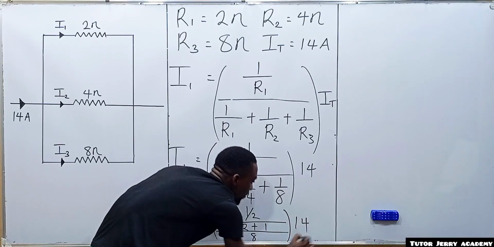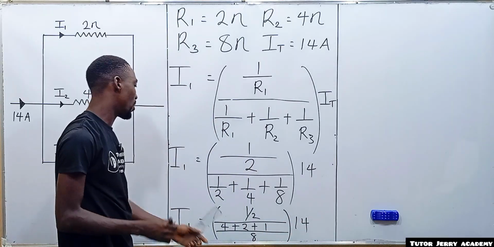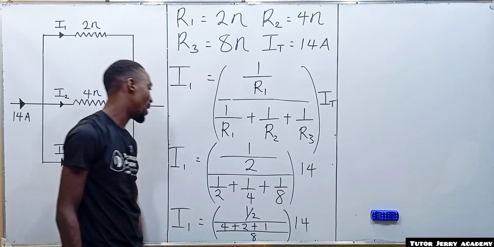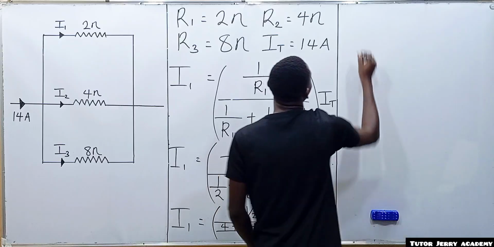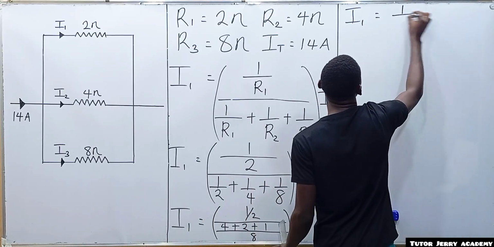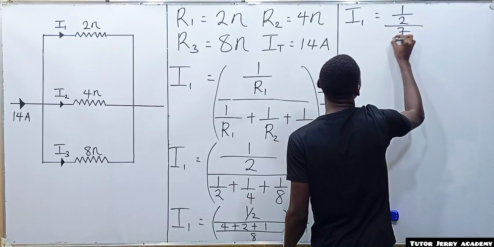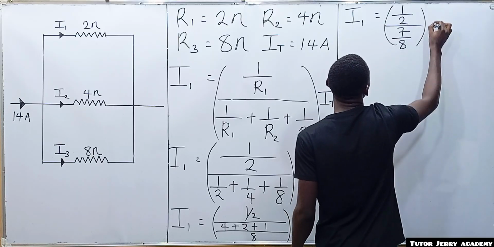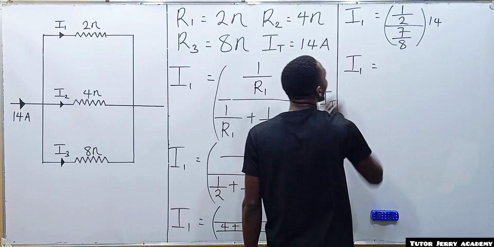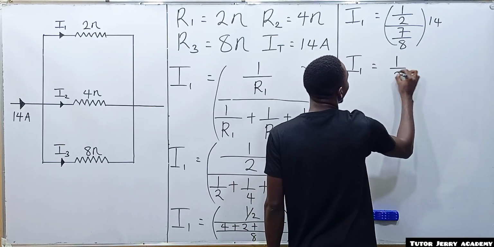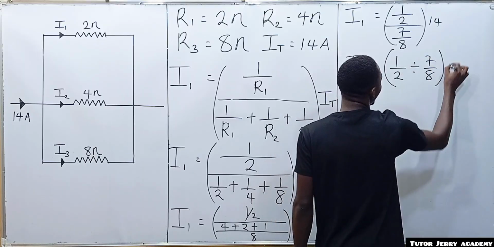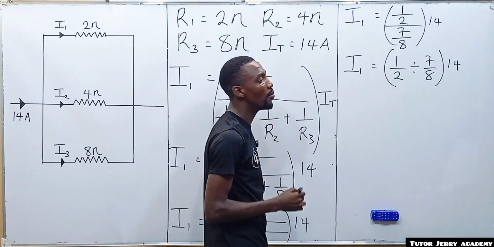Then multiply it by 14. All right, so here we are going to have 4 plus 2 plus 1. 4 plus 2 is 6, plus 1 is 7. So we are going to have I1 equal to 1 all over 2 all over 7 over 8, multiplied by 14. So I1 will be equal to 1 all over 2 divided by 7 all over 8, then multiply by 14. I hope we are following.